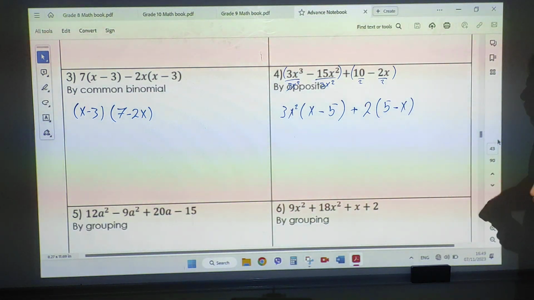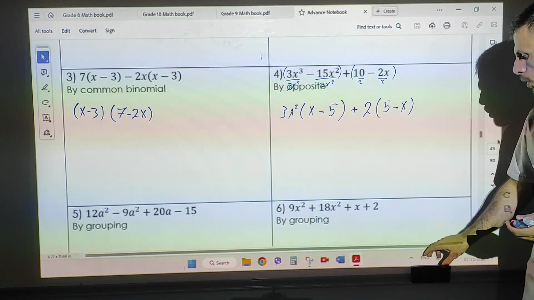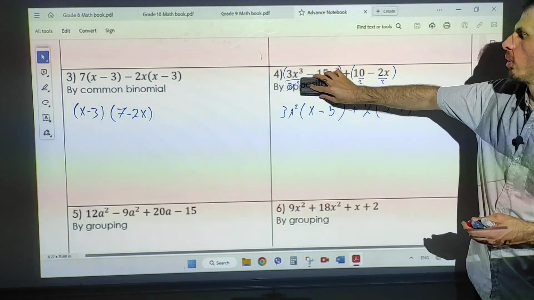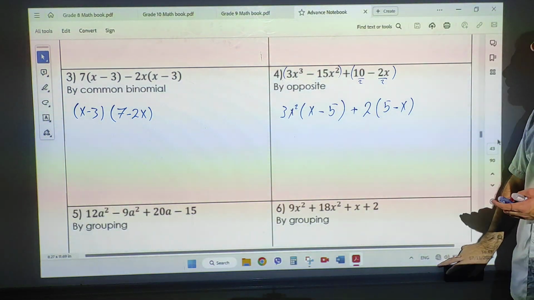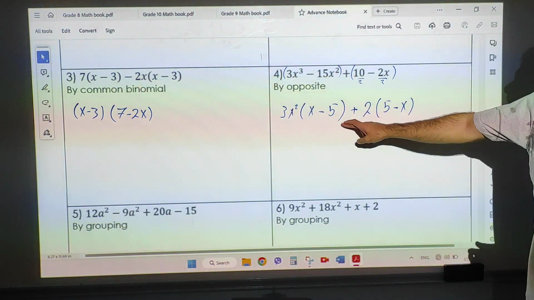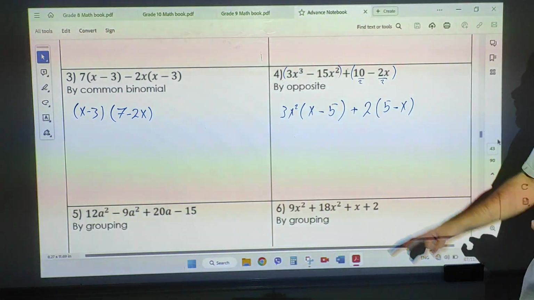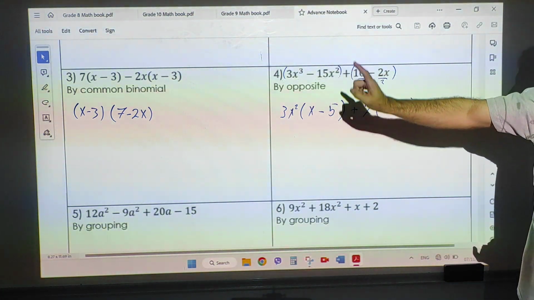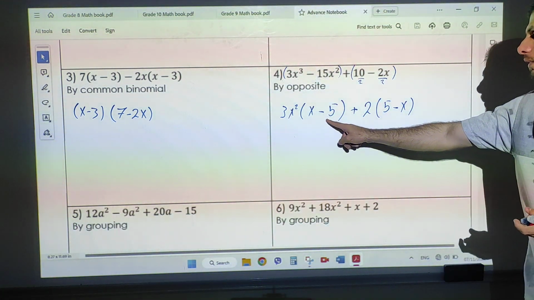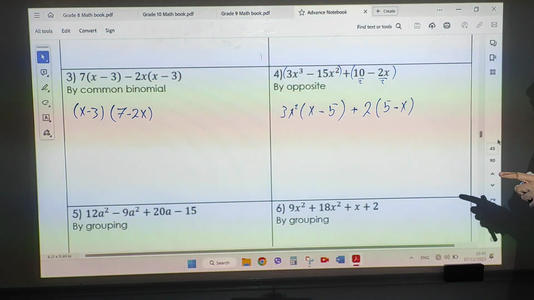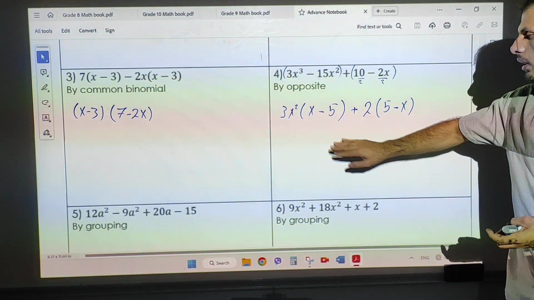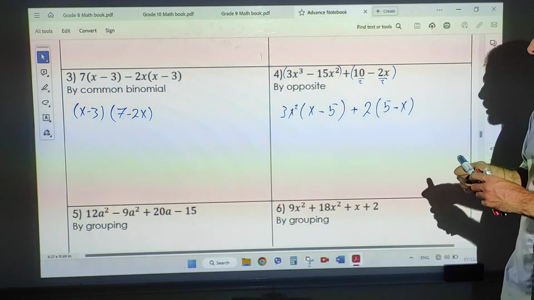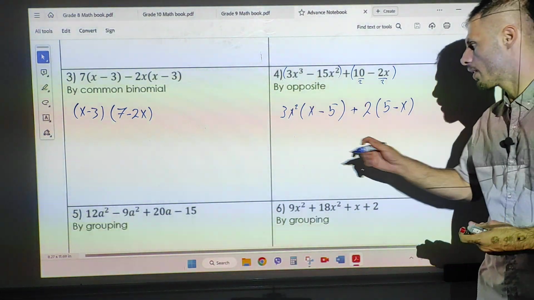Now we start solving by opposite. This way we call it opposite because when you see the brackets that we have, it's not the same as this one. X minus 3, and this one we have. But here we have x minus 5, 5 minus x, different. In this one that we have, you write the first one same, 3x power 2.